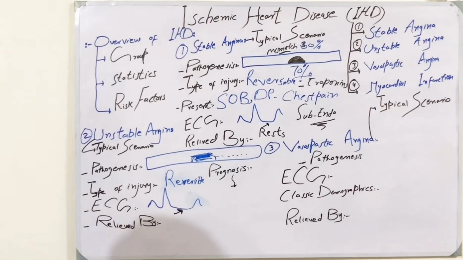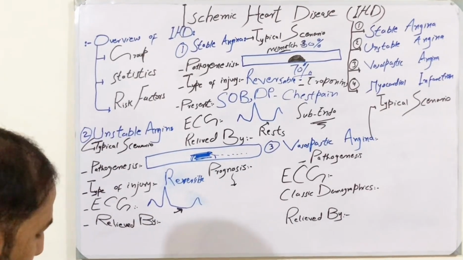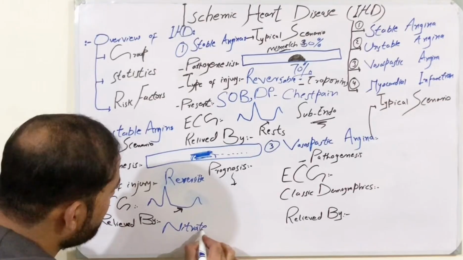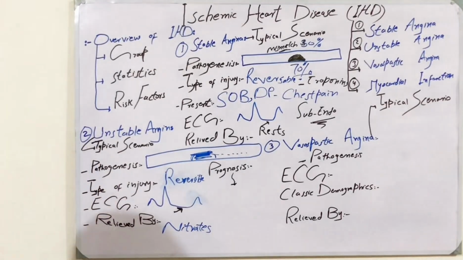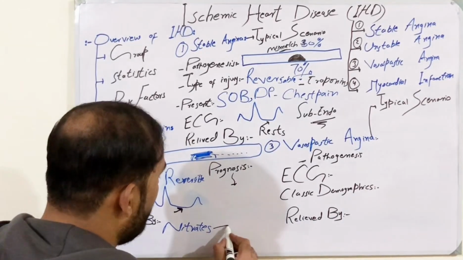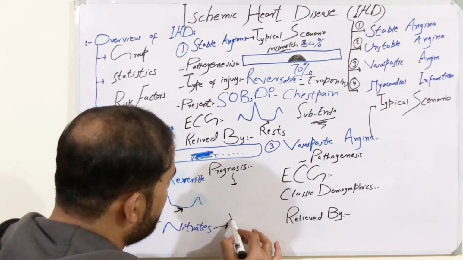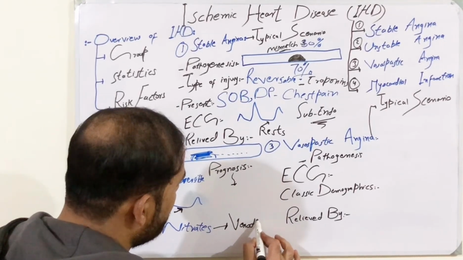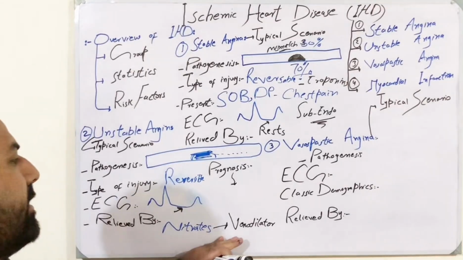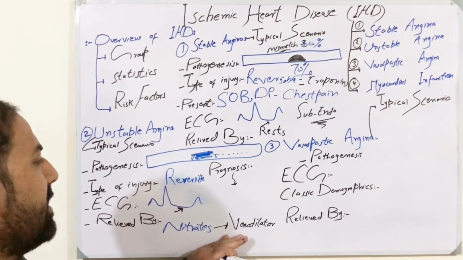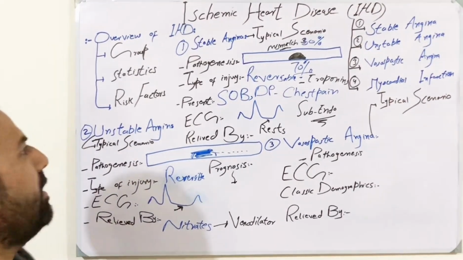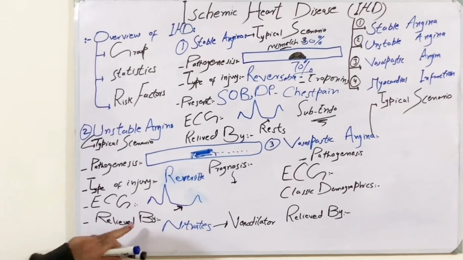And remember that this is not relieved by rest, but it can be relieved by nitrates. Why do nitrates relieve the patient's symptoms? Because nitrates are venodilators. You will often hear it as vasodilator, but it's more specifically a venodilator. As it's a venodilator, the preload will be decreased. Hence with decreased preload, the myocardial oxygen demand will also be decreased. So that's why nitrates can relieve this patient's symptoms.